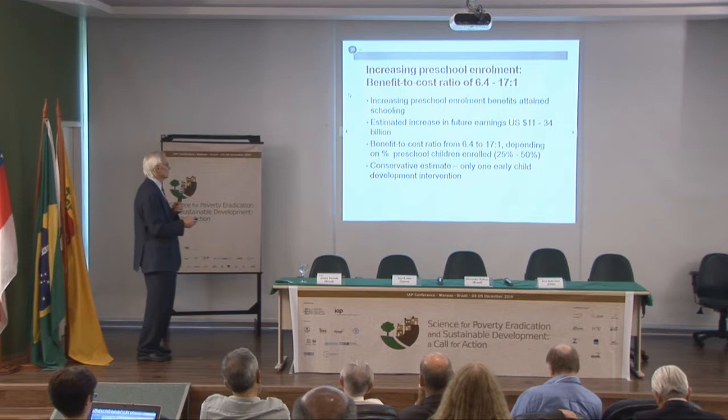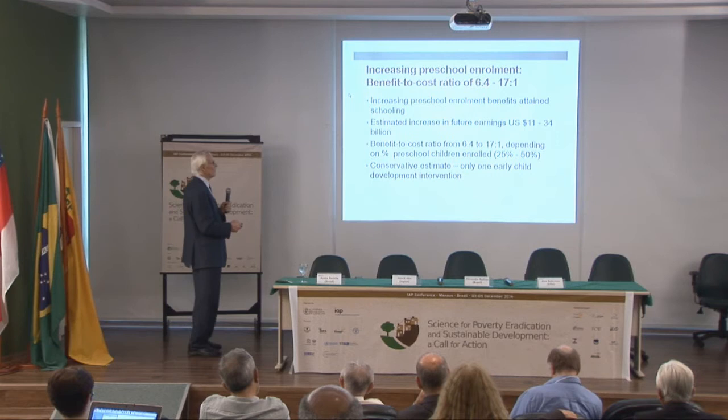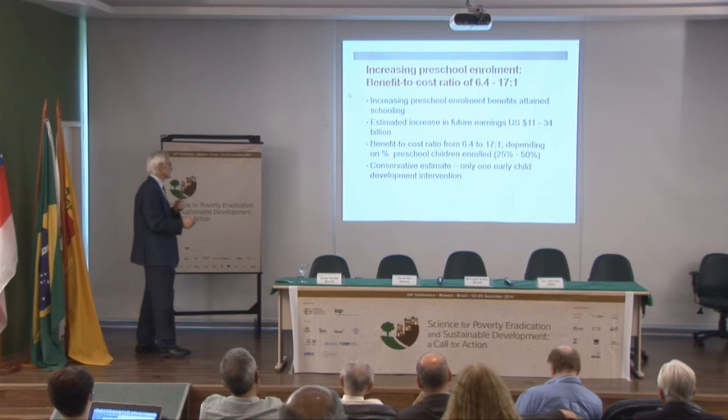And these estimates suggest that using policies to increase preschool enrollment at the lower end of the distribution could have, again, by my judgment, very high benefit cost ratios, 6 to 17, with a variation depending on some of the assumptions that are made.